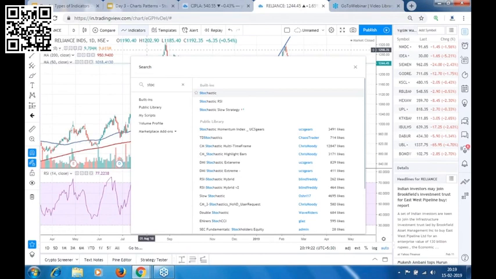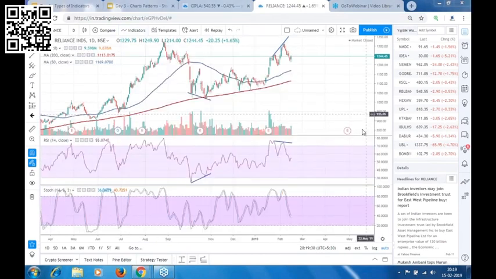Now whenever we see that stochastic is moving above the 20 level, that is the time we can enter in the stock, like say over here. And when the blue line crosses the red line, then you can see a rally in the stock. And when we see a reversal, when the blue line crosses the red line in the downward direction, and the level of 80 is broken, that is the time we can go short in the stock.